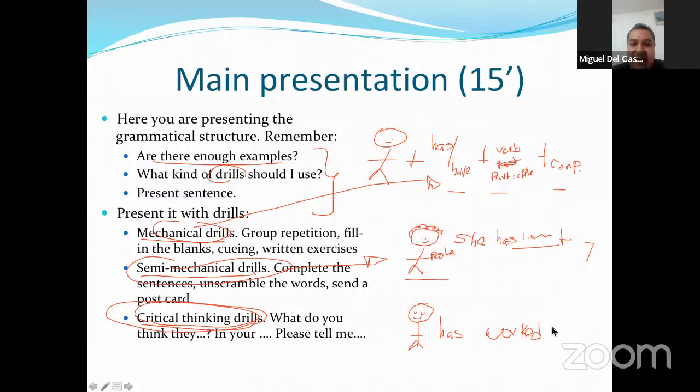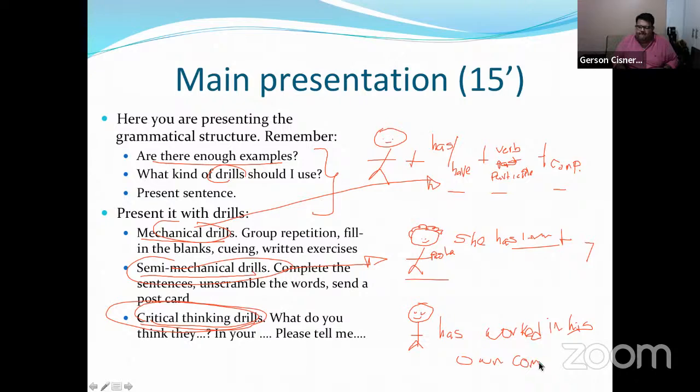Do you see the difference between a mechanical, a semi-mechanical, and a critical thinking drill, correct? All right, good. Now that you have finished, obviously, normal students need more time, more exercises, more examples, and so forth. All right?